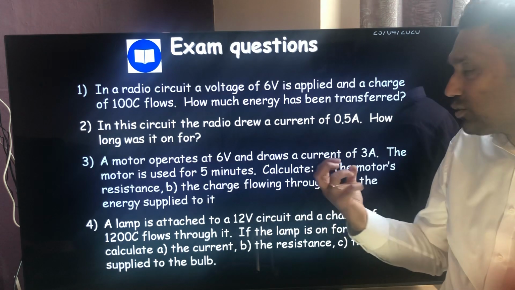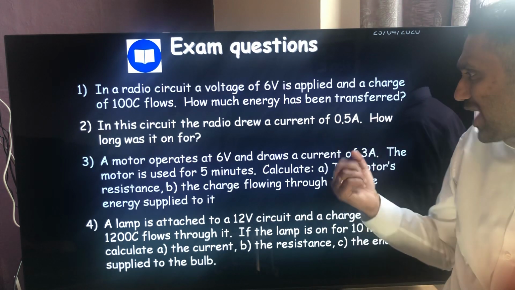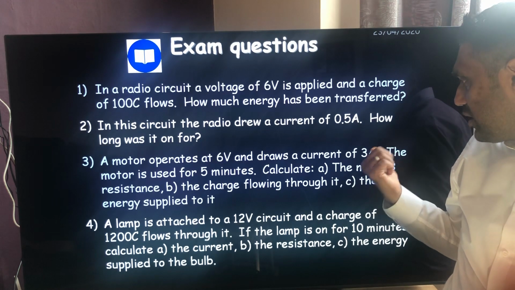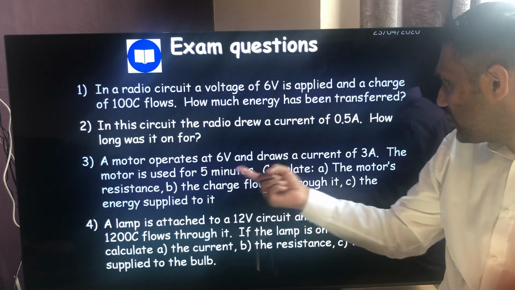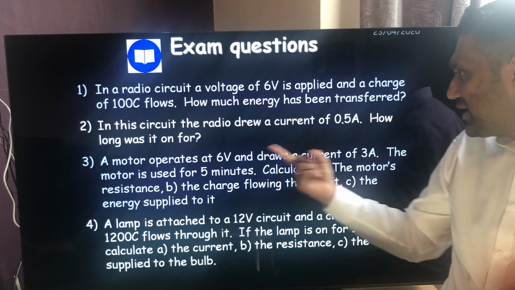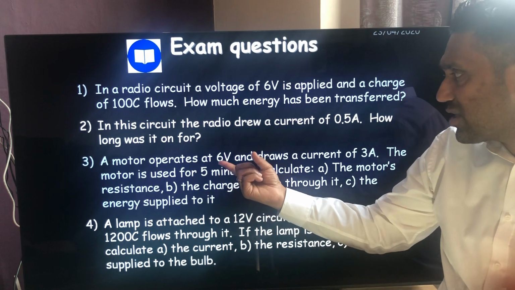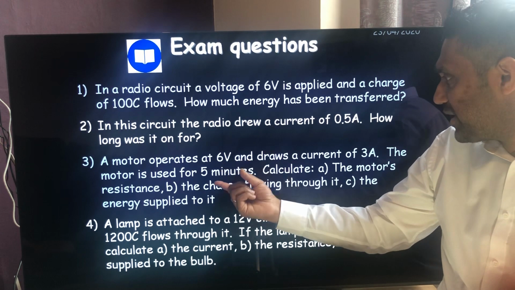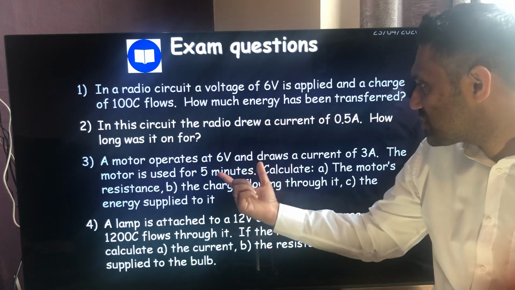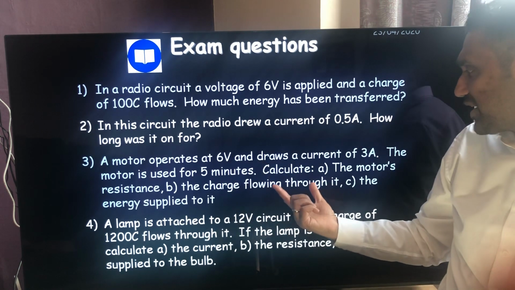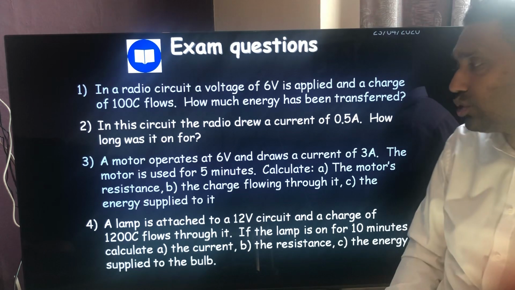So Q equals what? There's 2 formulas of Q. You've got Q equals IT. There you go, I got I and I got T. So I is 3. T is not 5 minutes, it's 300 seconds. So it's going to be 3 times 300 seconds. So the charge again is going to be 900 coulombs.